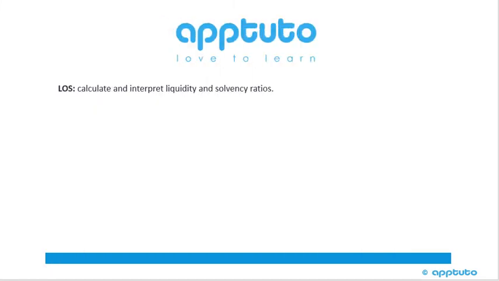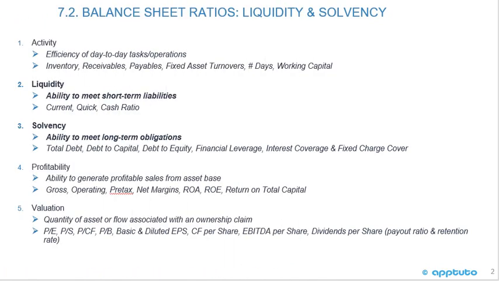This LOS is calculate and interpret liquidity and solvency ratios. In this slide I've put all the ratio categories: activity, liquidity, solvency, profitability, and valuation ratios, just as a reminder, but I highlighted in bold the liquidity and solvency ratios for this LOS.